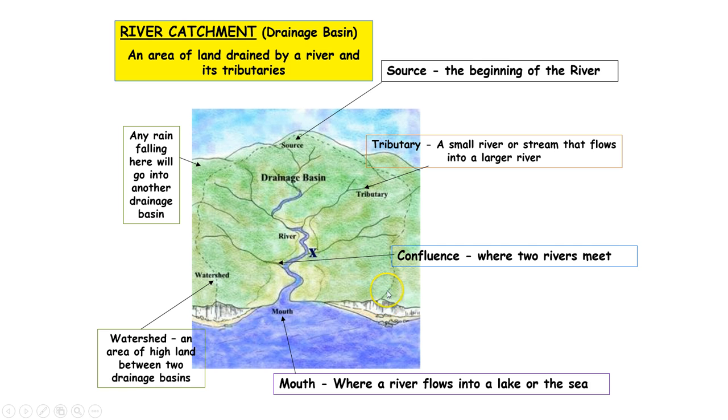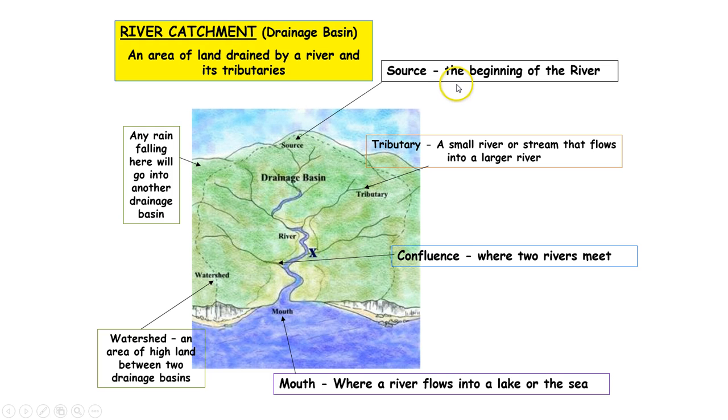So we can see here, think of this as a high peak. Anything that hits here will come down into this basin. Anything on the right hand side of this watershed will go to a new drainage basin, a different one, not this one, probably next to this somewhere. Likewise over on this side.